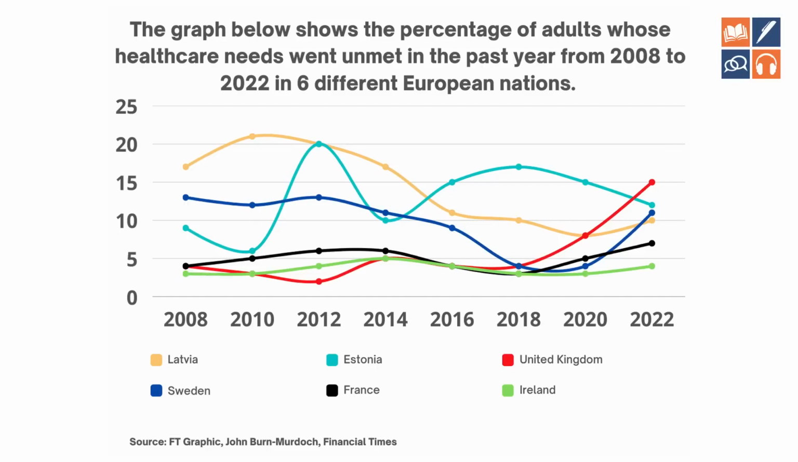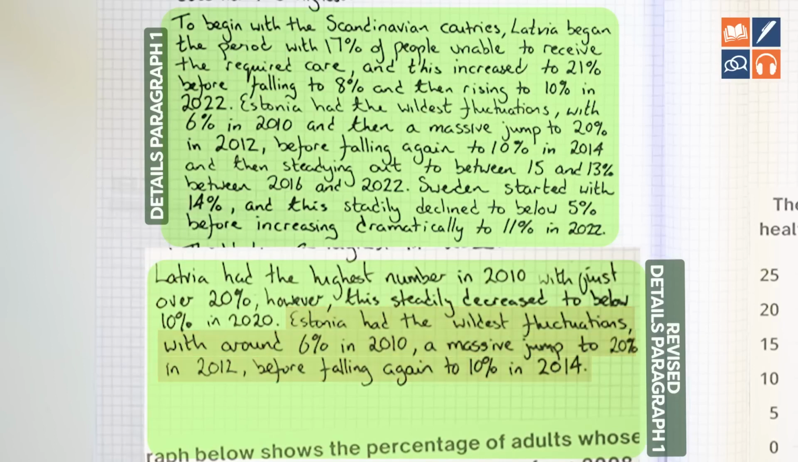Next, let's look at Estonia. What is noticeable? What is the most striking thing about Estonia? It has the biggest fluctuations. So we want to just simply describe that. So Estonia had the wildest fluctuations. You don't have to use the word wildest.